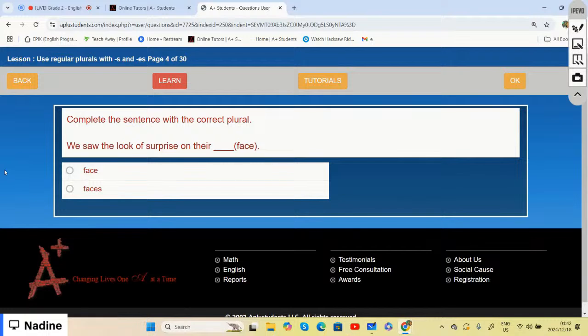All right. And if we were to select the plural form of the word face, then yes, well done. Faces is correct because it refers to more than one face. Well done.